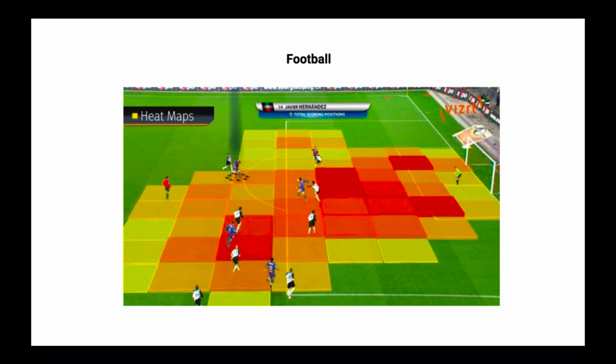Specifically for football, heat maps are an indicator of the effectiveness of a player in different parts of the pitch. So the map gets heated up as the player's presence in a particular area increases.